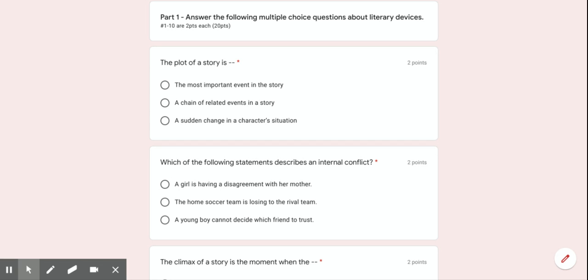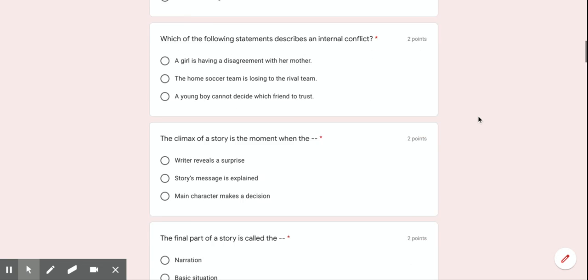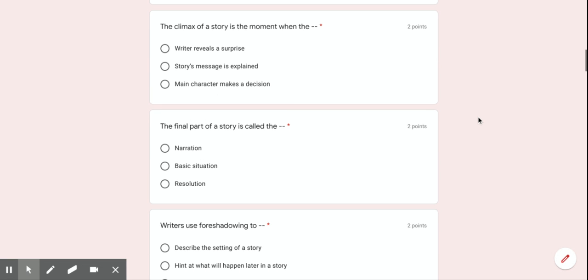Next question. The climax of a story is the moment when A, the writer reveals a surprise, B, the story's message is explained, or C, the main character makes a decision. Next. The final part of a story is called, so this is the end of a story. Is it called A, narration, B, basic situation, or C, the resolution?